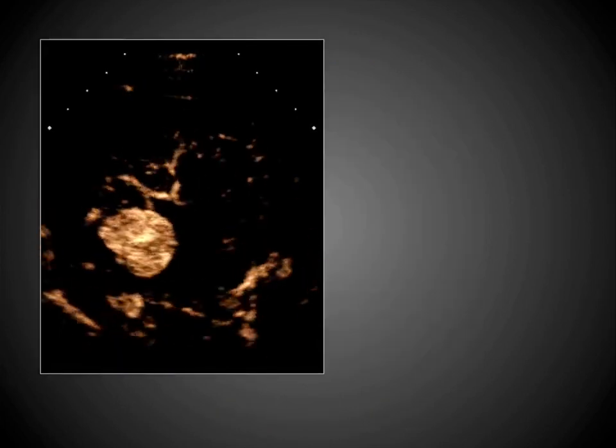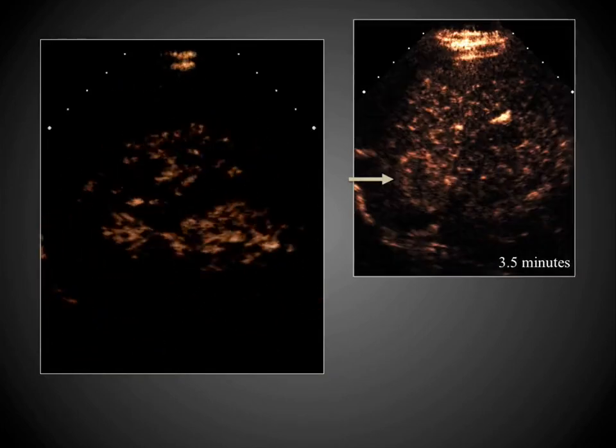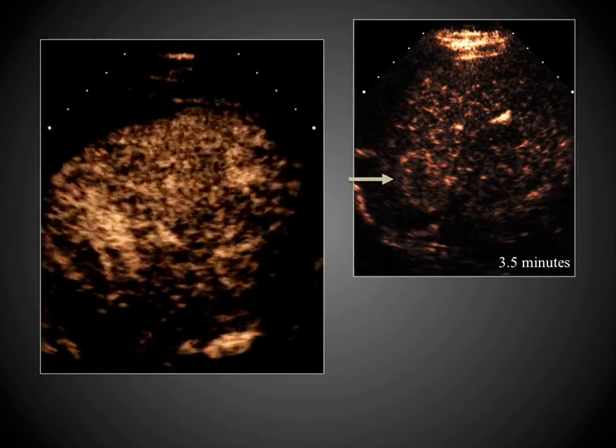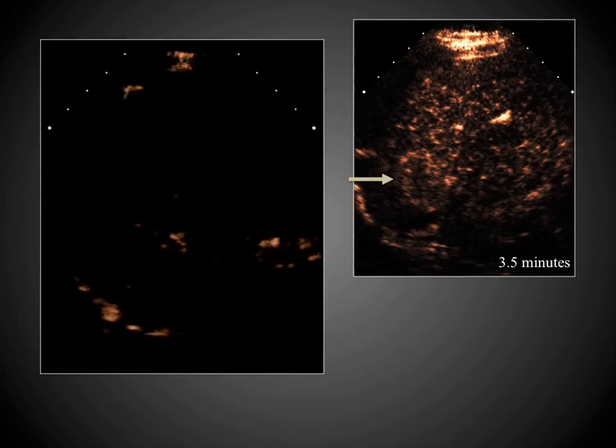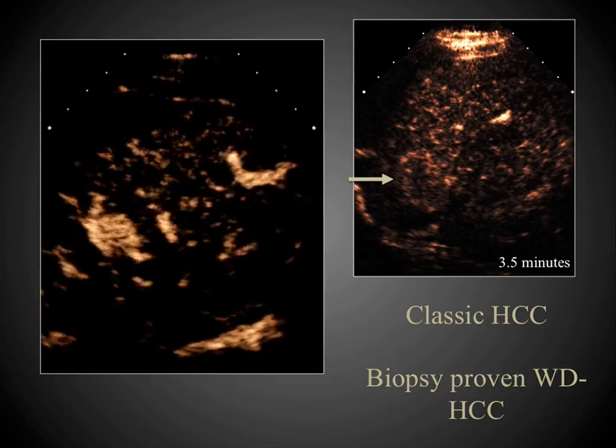Subsequent referral for CEUS shows a nodule with hypervascularity and washout by 3.5 minutes, corresponding with the CT abnormality. The mass is biopsy-proven, well-differentiated HCC.